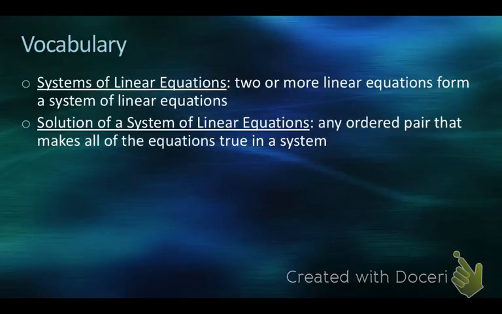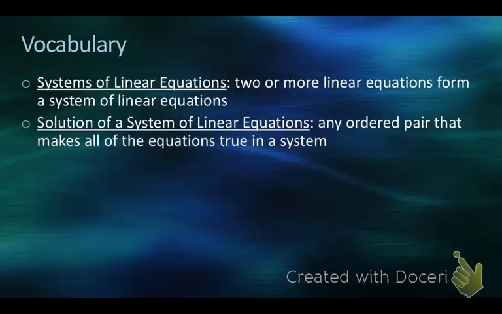Systems of linear equations. So you only have a system if you have two or more lines. All right, so two or more linear equations form a system of linear equations. We're just going to work with two. I don't know if we're going to work with three this year, but for right now we're going to work with two linear equations. And a solution is any ordered pair that makes the equations true in a system.